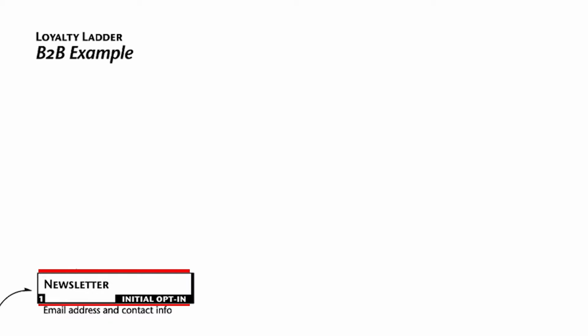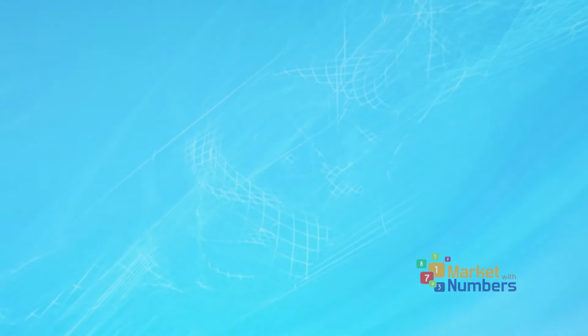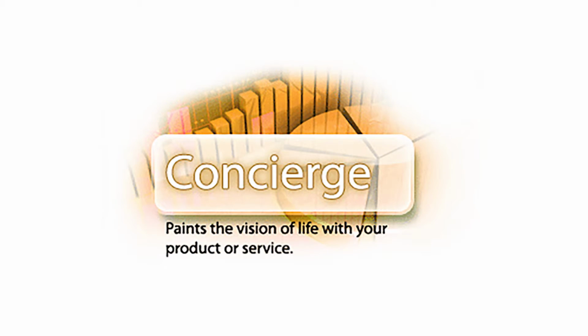But the value exchange that's taken place at the greeter stage is exchange of information for contact information. But you have to have this value exchange in order to move the prospect to the next stage. The next stage is the concierge stage. And what this company is doing is client education.